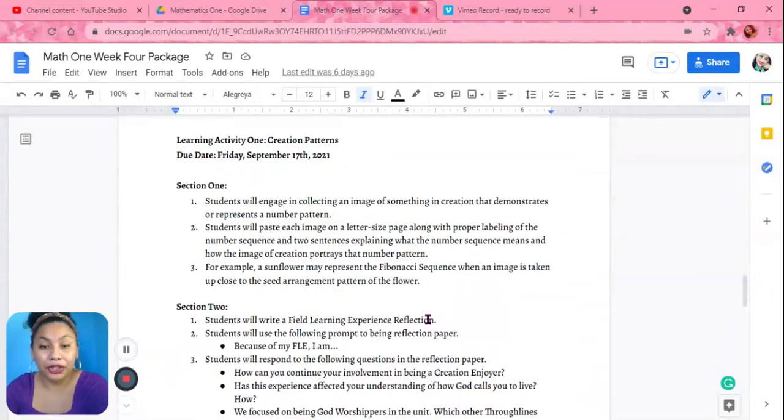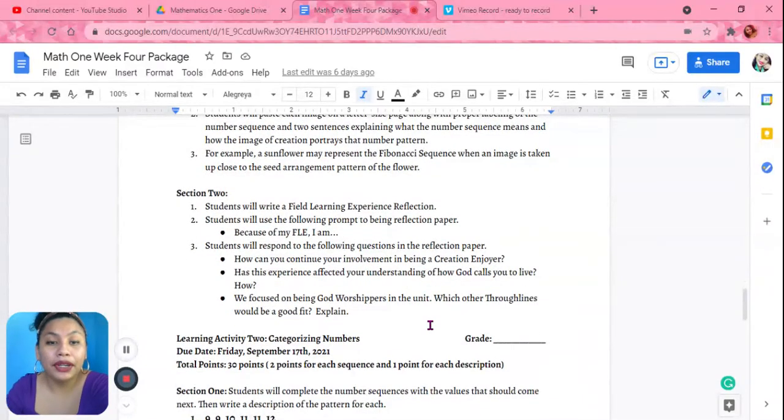So that is the first part. The second part now is that you need to write a field learning experience reflection. Students will use the following prompts to begin their reflection paper. So, a reflection is like a paragraph.